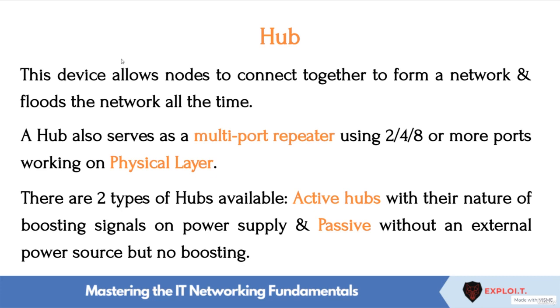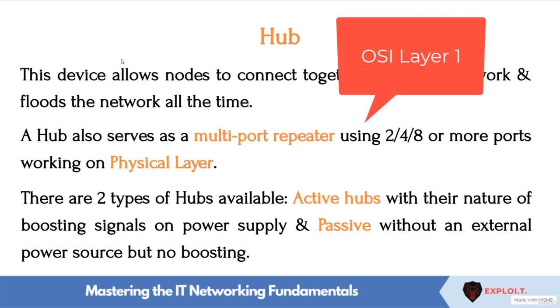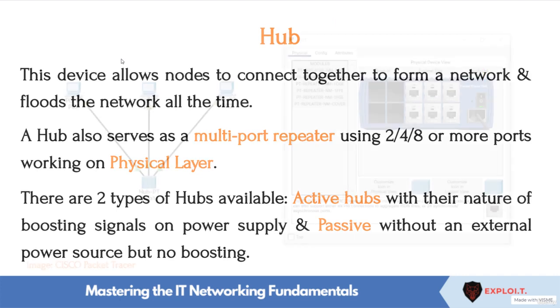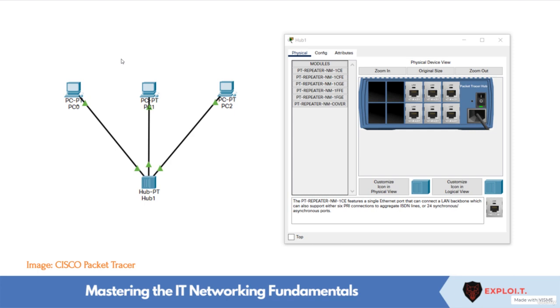Just like repeaters, hubs also work on the physical layer or layer 1 of the OSI model. So you should remember that hubs also work on layer 1, the physical layer of the OSI model. An interesting point to be noted about a hub is that it is not an intelligent device. It always floods the channel with which it is associated. So even if you are sending a private message to anyone, the message will be flooded across every device that is connected to the hub.